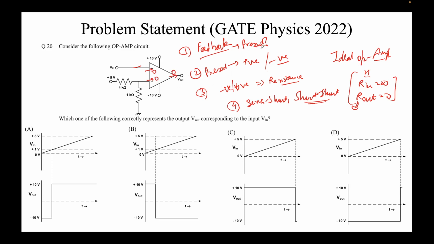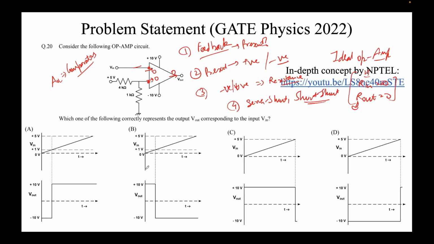Is the feedback present? No, feedback is not present. This is completely an open loop configuration. Open loop configuration circuits are nothing but comparators. Very simple. So now we need to compare. V in must be compared with whatever value is here. I'll draw the circuit again. V in is shown, and we need to identify the correct output. I'll draw the circuit in my next slide.